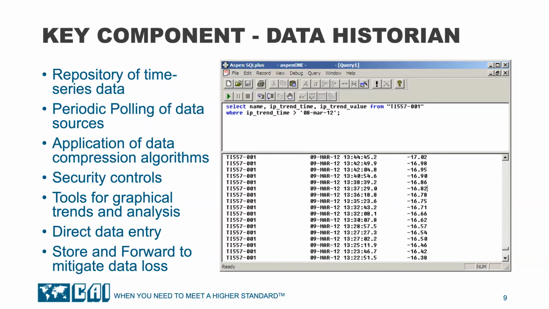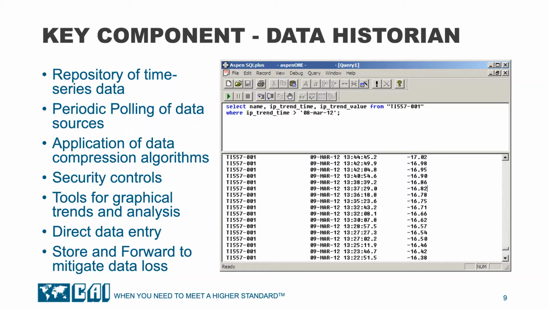Data historians apply data compression algorithms. At a time when 40 megabyte disk drives were rare and expensive, this was incredibly important. With the availability of storage increasing and the cost decreasing, this is not as critical as it once was, but is still important, as we will see in the next slide.